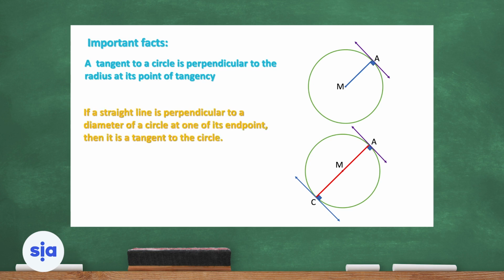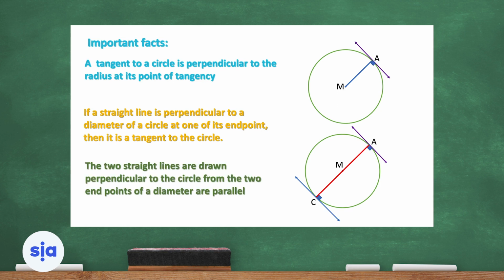If a straight line is perpendicular to a diameter of a circle at one of its endpoints, then it's a tangent to the circle. If a straight line is perpendicular to a diameter at any of its endpoints, then this straight line is a tangent to this circle. Another fact: if two straight lines are drawn perpendicular to a diameter of a circle from its endpoints, then these two lines are parallel to each other.